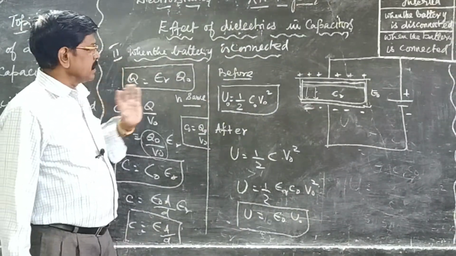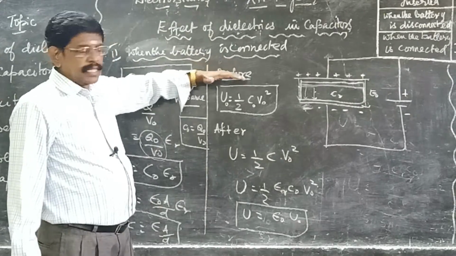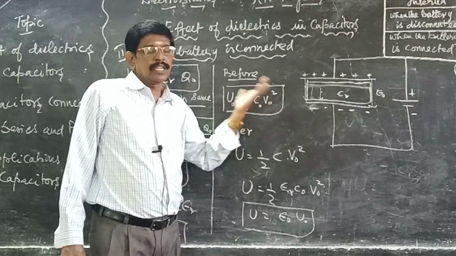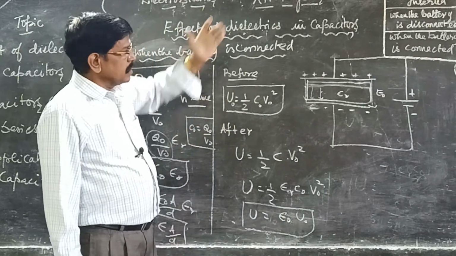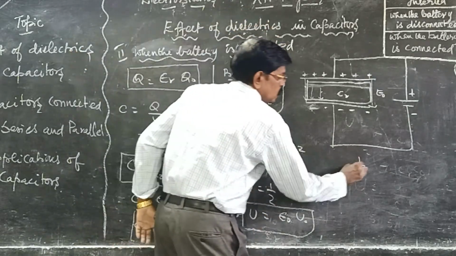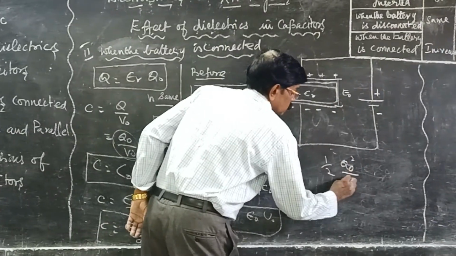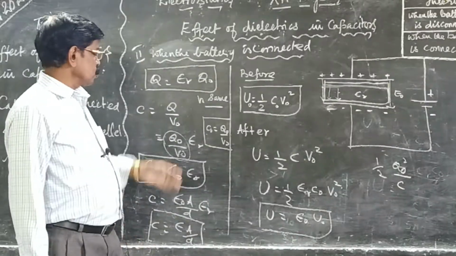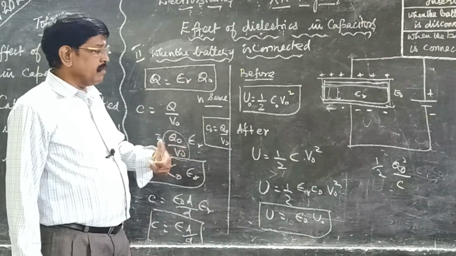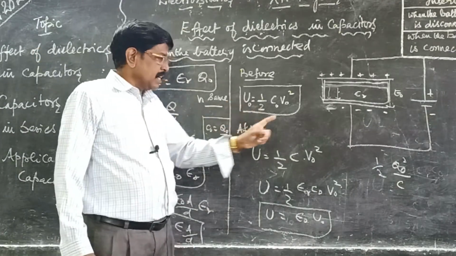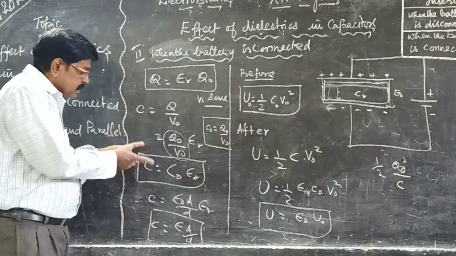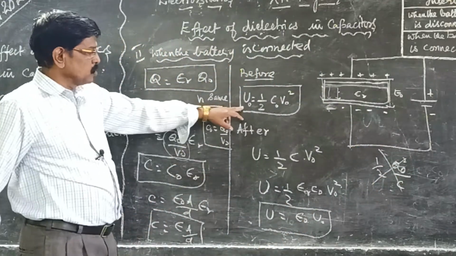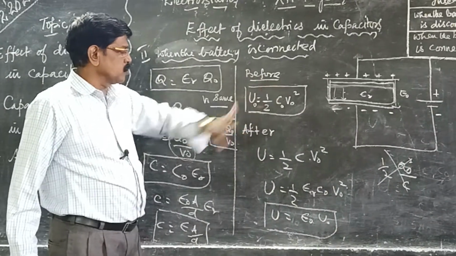Energy. We have to discuss the energy. Before the insertion of dielectric, what is the energy formula? U naught equal to 1 by 2 C naught V naught square. Sir, in case number 1 we used 1 by 2 Q naught square by C. Why are we not using that now? We are taking the second format, because in this case Q is also varying and C is also varying. So you should not use this formula. You have to take the formula U naught equal to 1 by 2 C naught V naught square.